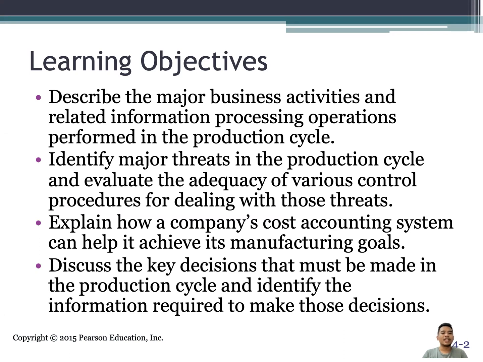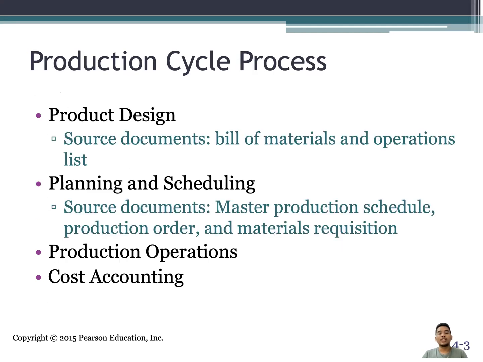Number three, explain how a company's cost accounting system can help it achieve its manufacturing goals. And lastly, discuss the key decisions that must be made in the production cycle and identify the information required to make those decisions. So what we will discuss is actually the production cycle. So how do we transform our set of raw materials into goods that will be delivered or marketed to the general public for generation of profit?